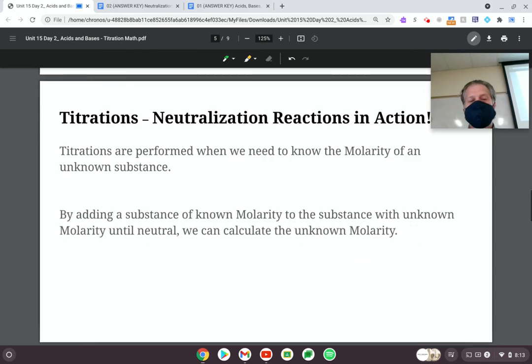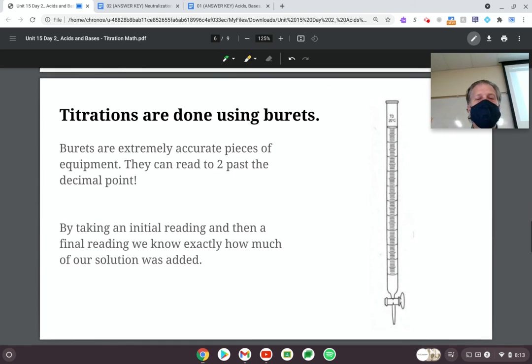Okay. Now, here are the devices that you're going to be using. One of them is called a buret. Burets are incredibly accurate, and they can read to 2 decimal places. Is that like a liter or a milliliter? That's a good question. These generally measure in milliliters, so they can go to the hundredths place of a milliliter.